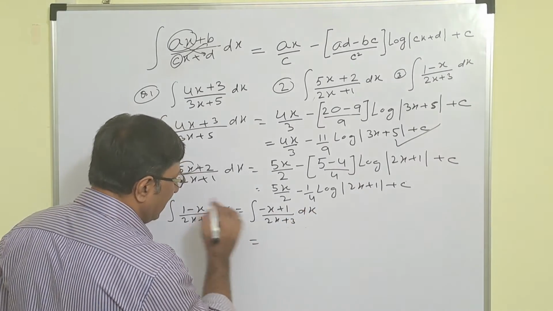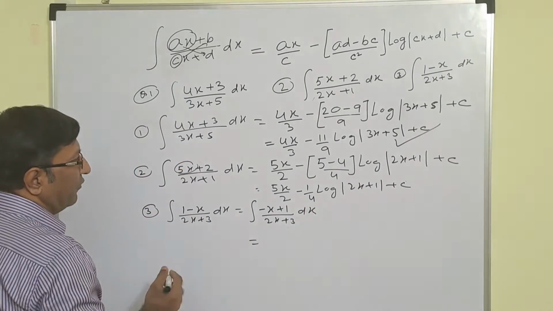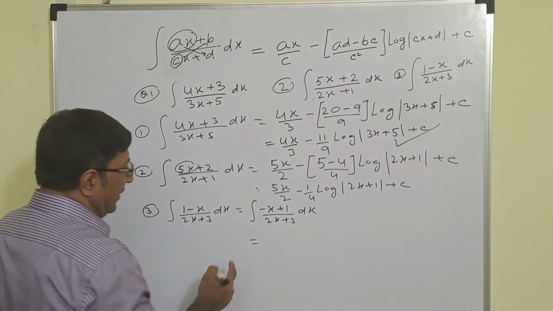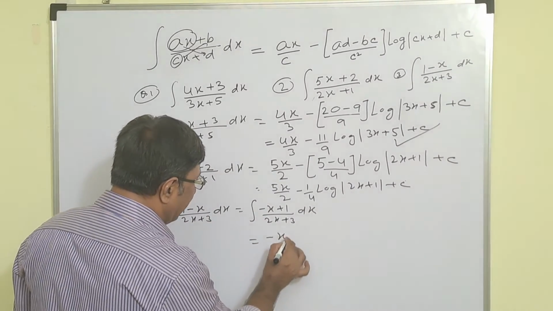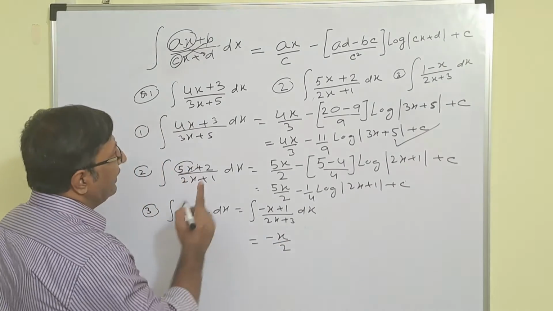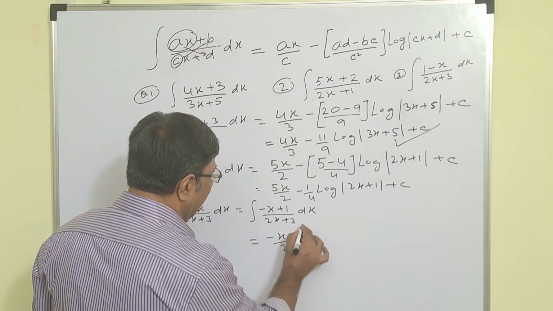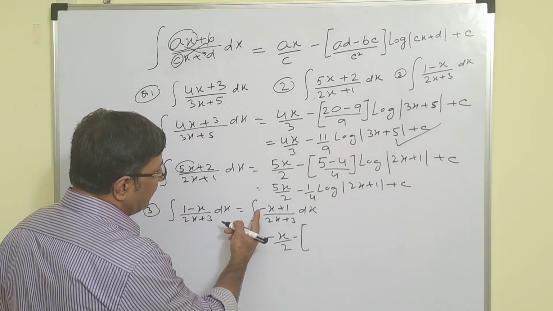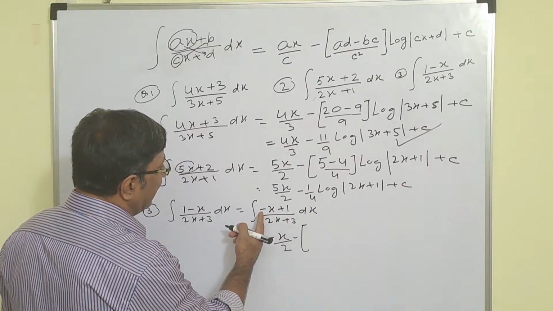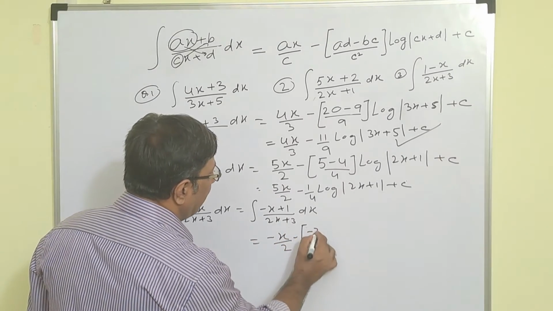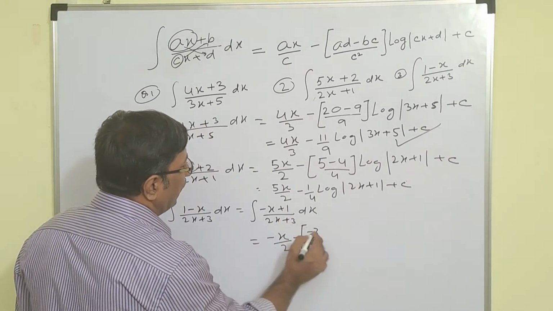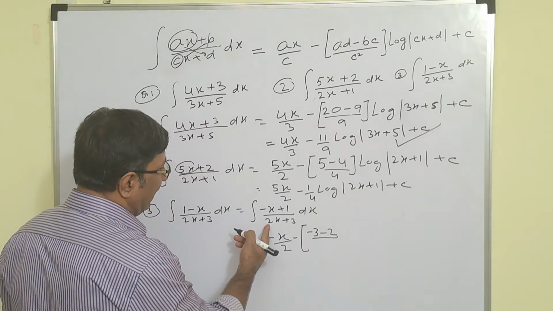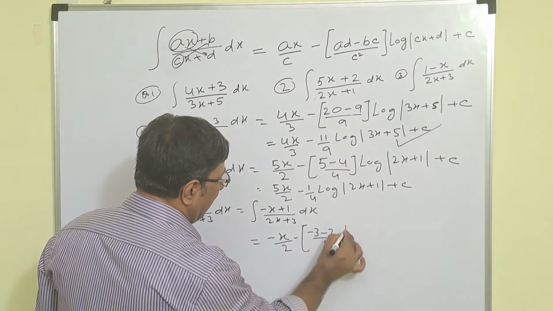Now you can use the formula. A is minus 1, and my formula is ax by c, that is minus x by 2. And then minus AD minus BC. A is minus 1, so minus 1 into 3 is minus 3, and minus 2 into 1, that is minus 2, divided by c square. C is 2, and 2 square is 4. Right?